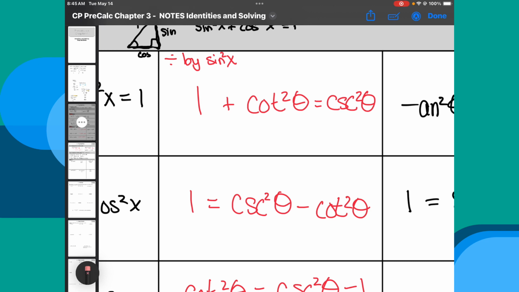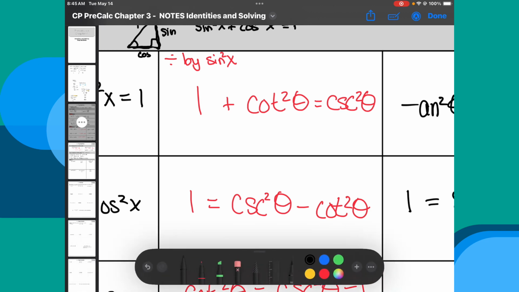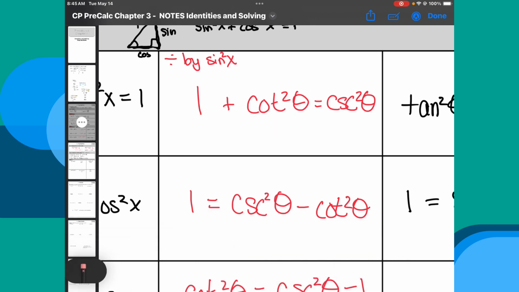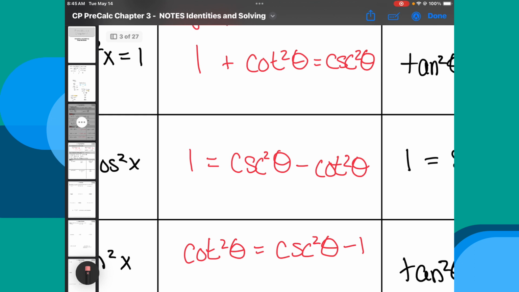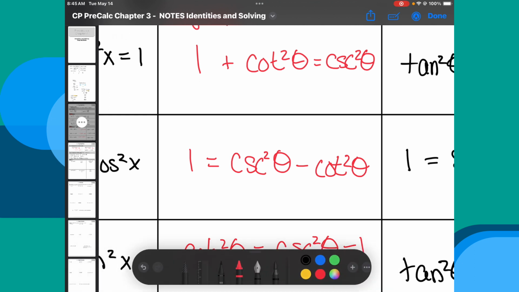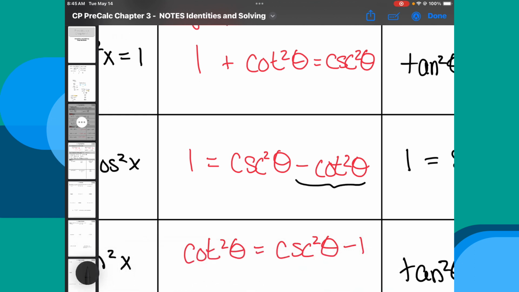And just like when we did our original Pythagorean identity, I could subtract each one of these terms, subtract 1 or subtract cotangent squared, and that's where the next 2 Pythagorean identities come from. So in the second one here, we are subtracting the cotangent squared from both sides, and then the third one, from the original, we subtracted 1 from both sides.